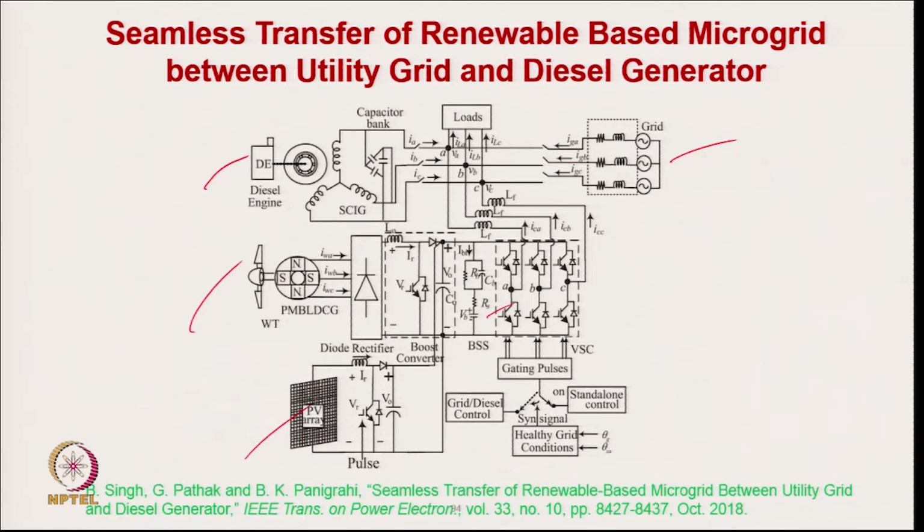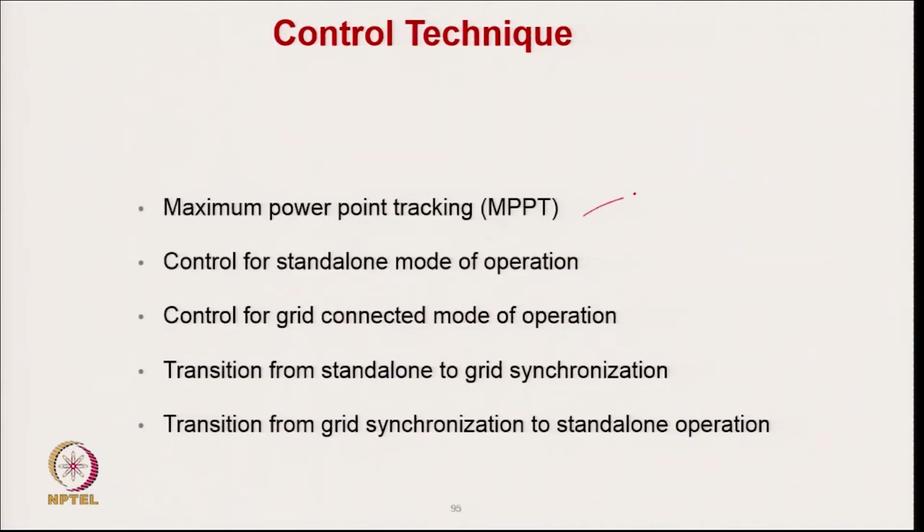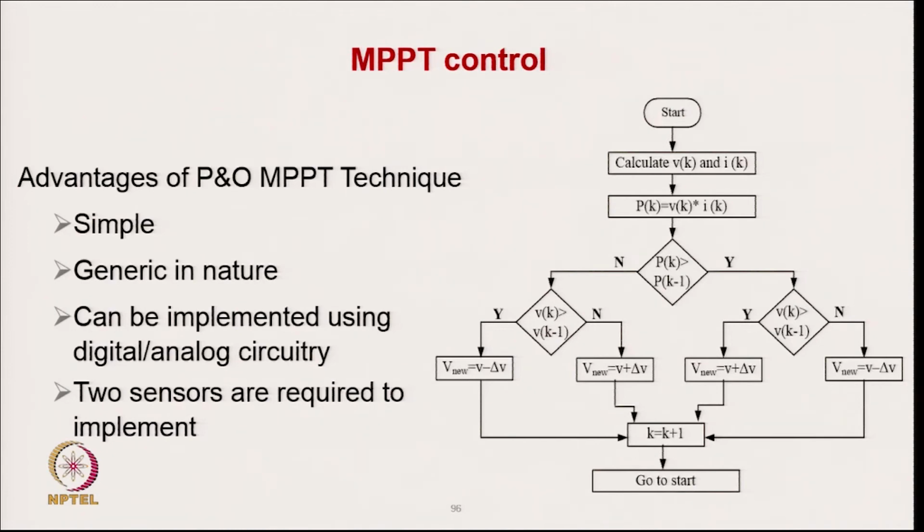So, either you can synchronize to the grid or you can synchronize to the DG set, if the battery does not have enough energy from solar generation and wind generation and the battery drains out. Here in the control we have MPPT, typically for the solar, control of standalone mode, control of grid connected mode, and transition from standalone to grid, and from grid to standalone mode of operation.